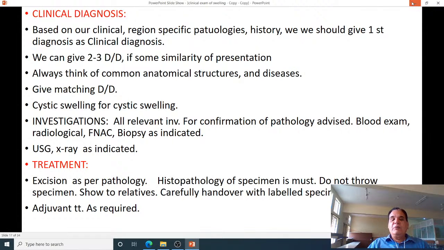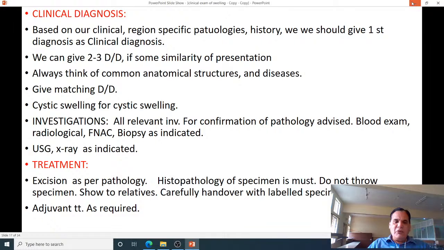So this you must be ready by now. You have examined everything and now you should tell the examiner the probable diagnosis. First, try to give the first diagnosis which is most common. Most common on what? What region is involved and whether the swelling is congenital or acquired or malignant. That will give a first clinical diagnosis.